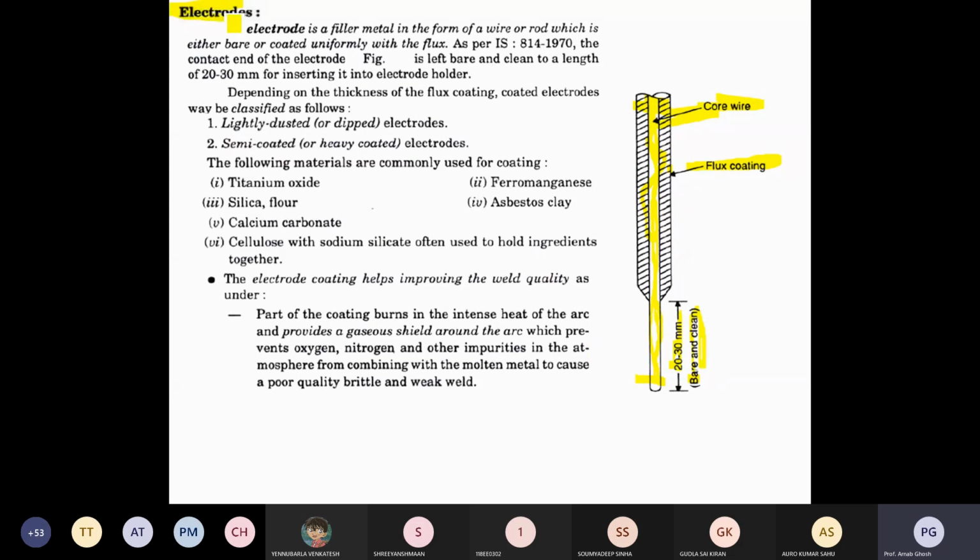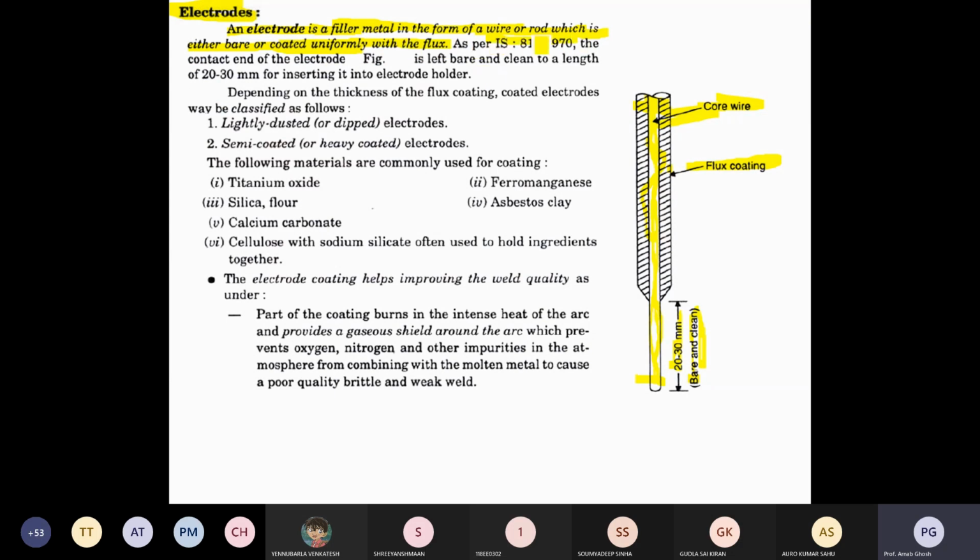So what are the electrodes? An electrode is a filler material, a solid filler material in the form of a wire or a rod, which is either bare or coated uniformly with flux.